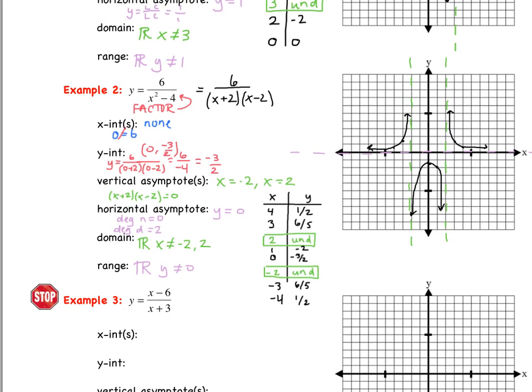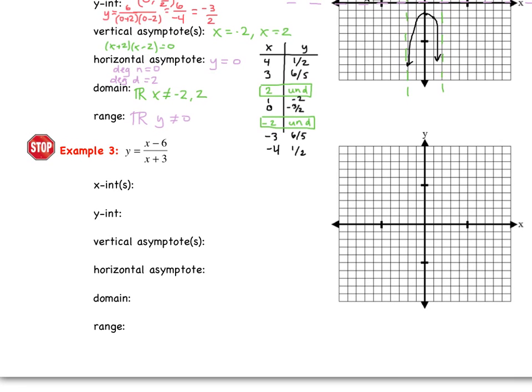What I want you to do now is try this third example on your own, and we will go over this in class tomorrow. So in order to receive credit for your notes, you better attempt this problem.